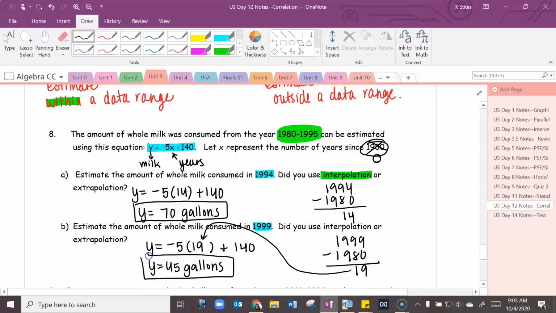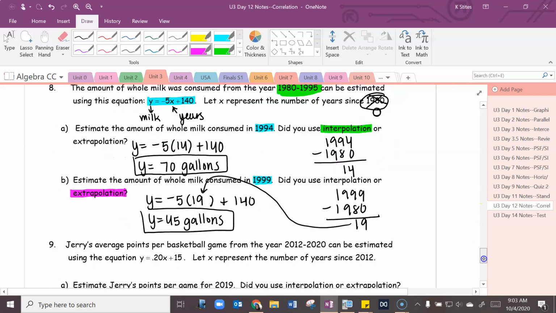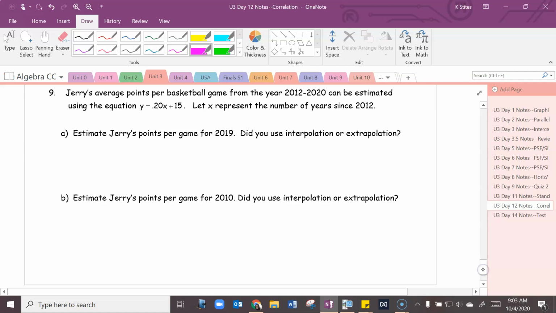Okay, so now let's look. 1999, is that within 1980 to 1995, or is that outside of it? It is after 1995. That means we have used extrapolation. We are using a number outside a data range. Okay, so that's extrapolation. All right, let's try one more of these.